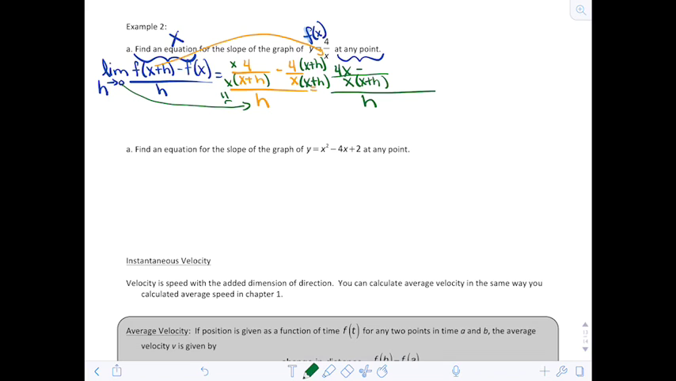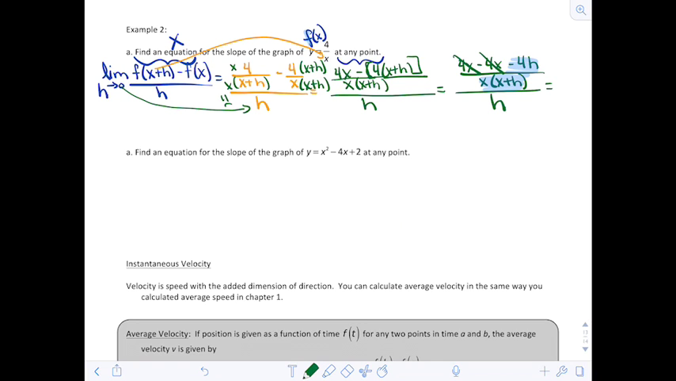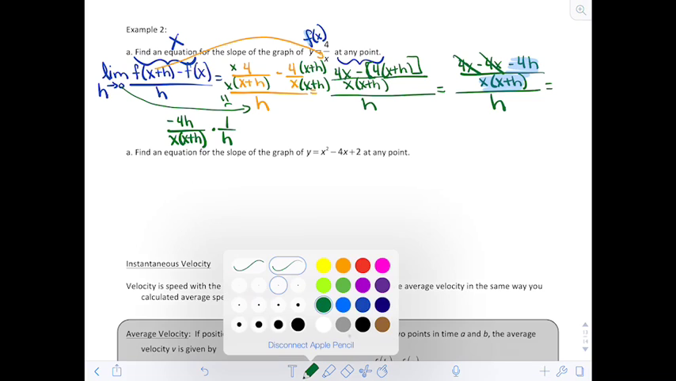So I get 4x minus 4 times x plus h. And we'll simplify again. So that's 4x minus 4x minus 4h, all over x times x plus h, all over h. 4x minus 4x cancels. And so I'm left with negative 4h over x times x plus h. And I'm dividing by h. What that really is, is multiplying by the reciprocal. So I'm going to take negative 4h over x times x plus h, and dividing by h is the same as multiplying by 1 over h.